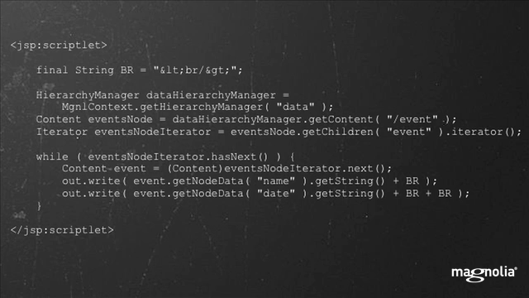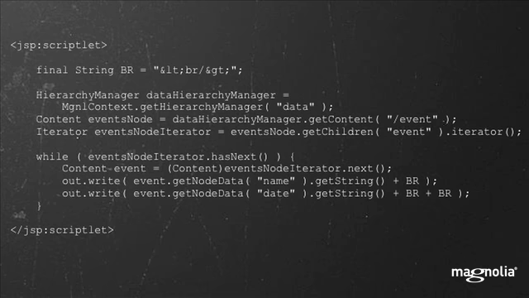The other option, if you don't want to use the JCR queries, is to actually just use the API and route through the node hierarchy. In this case, what we do here, by way of example, is we can go get a hierarchy manager so we can interact with the repository there. We get content, we get our event node where we're storing all that data, and then we get an iterator to cycle through its children.